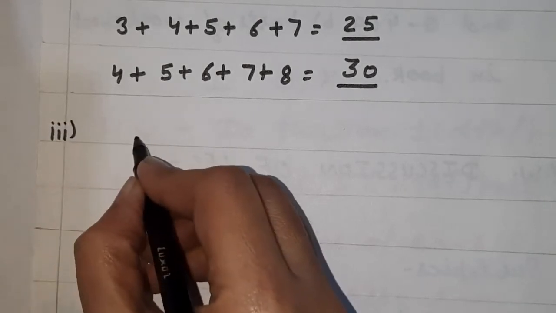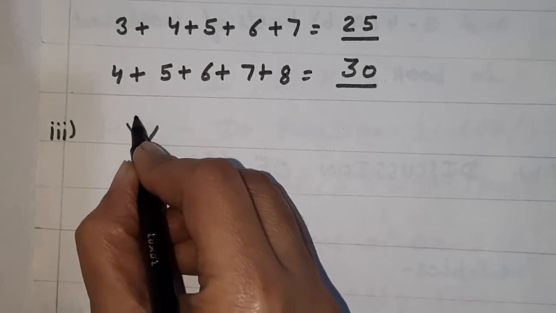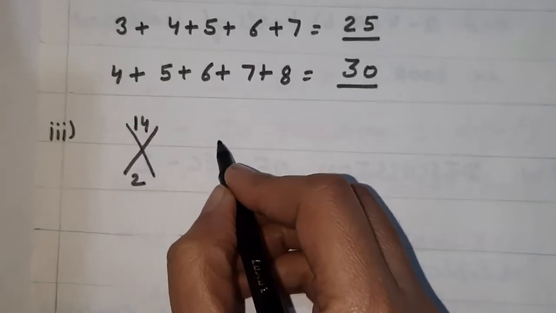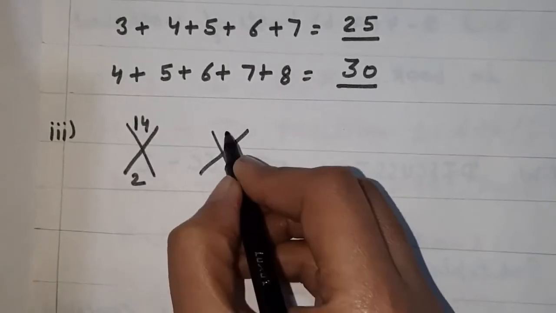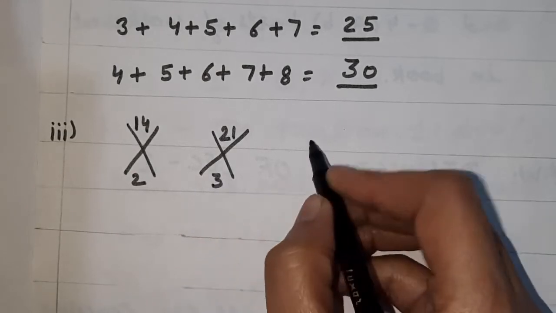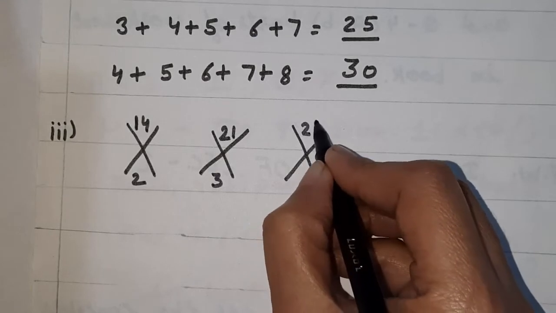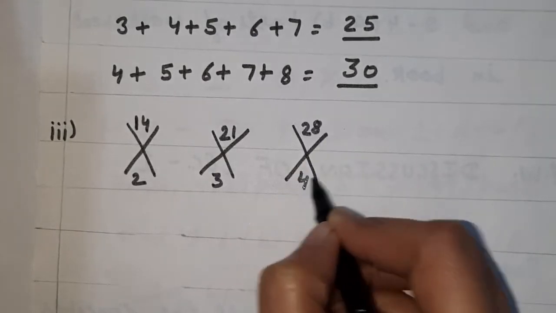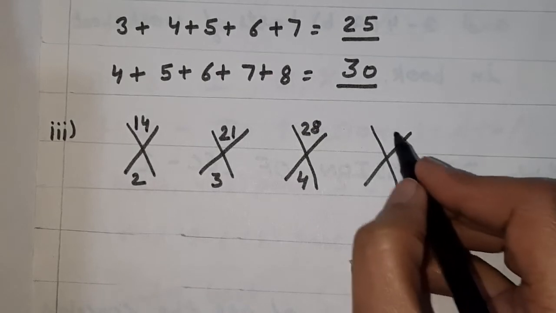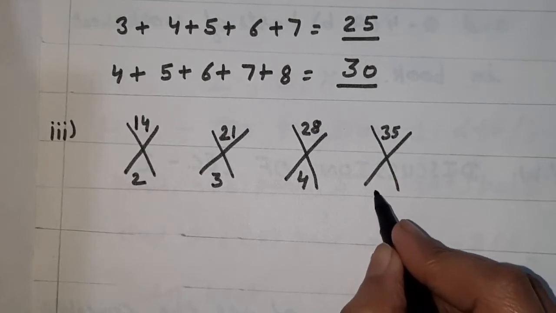One more example. Here it is written 14, 2. 21, 3. 28, 4. 35 and dash.